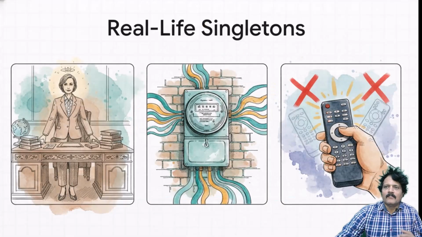And this isn't some weird abstract programming idea. You see it in real life all the time. Your college has one principal. Your home has one electricity meter and you have got one remote control for your TV. I mean, can you imagine the chaos if you had three remotes all fighting to change the channel at the same time? That's what we are trying to avoid.